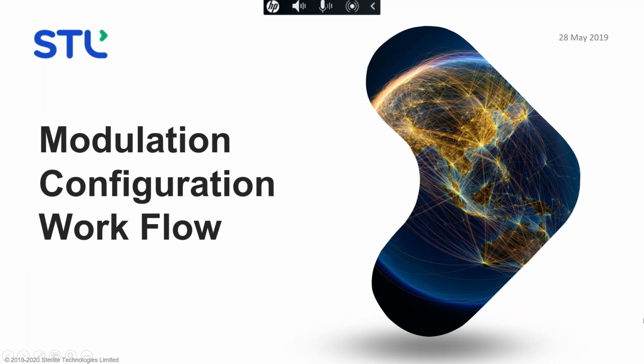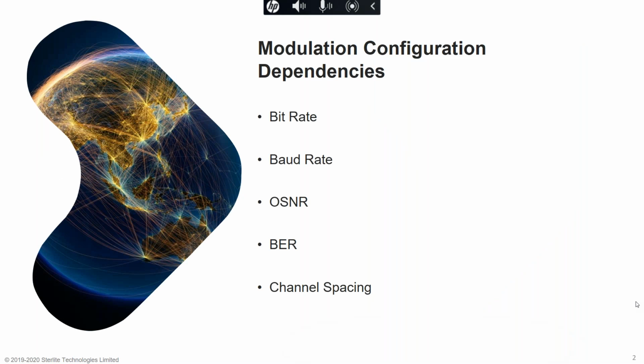Yeah. So hello everyone. In the past weeks we have done our study about modulation configuration, how we should proceed in terms of configuring this parameter. Modulation depends on many other parameters, obviously, and we have identified those parameters to be the bit rate, baud rate, OSNR, bit error rate, and channel spacing. All these parameters will depend on modulation in one way or the other, so while configuring the modulation, we'll have to take care of all of this.